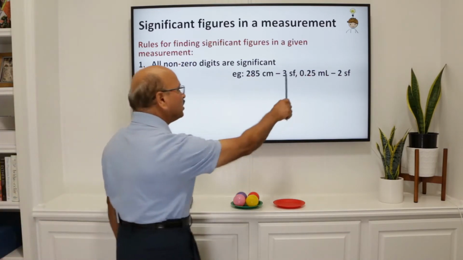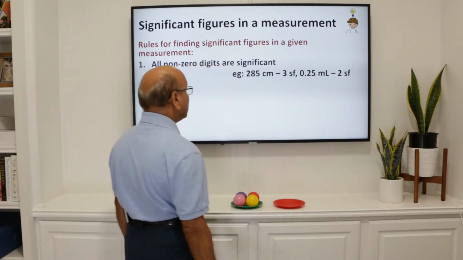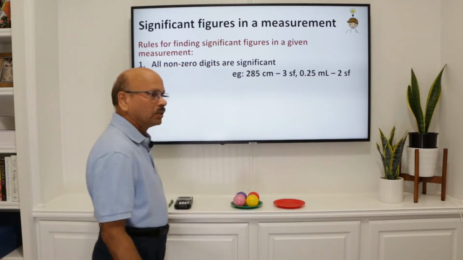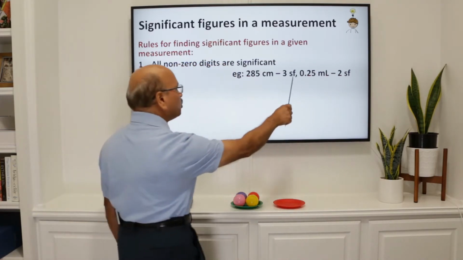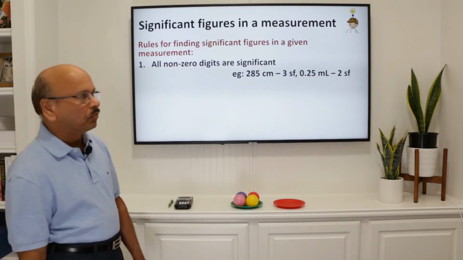And if it is 0.25, remember the 0 says that there is no whole number. It's just there to say that there is no whole number part. So in 0.25, there are 2 non-zero digits, and it has 2 significant figures.